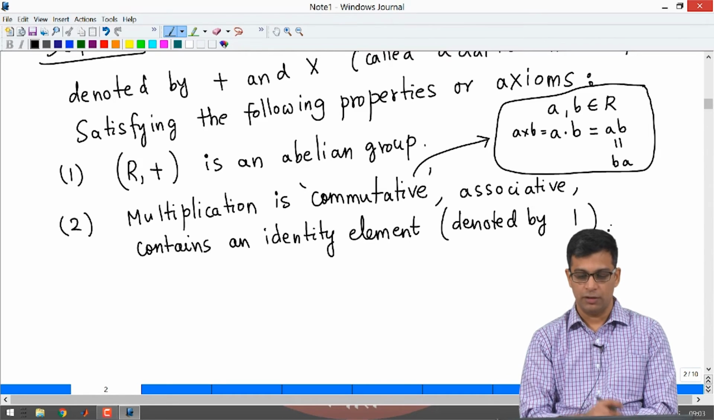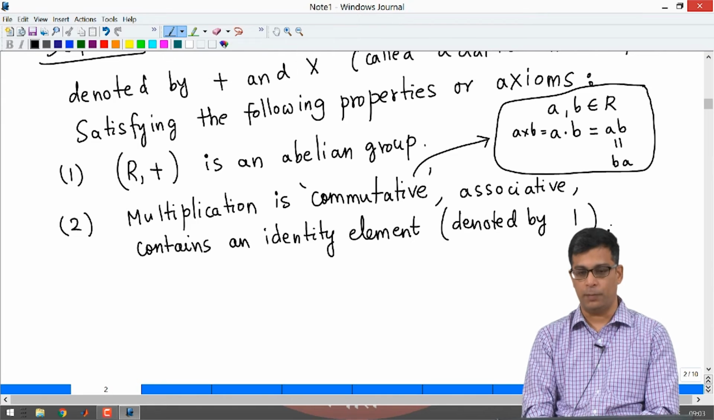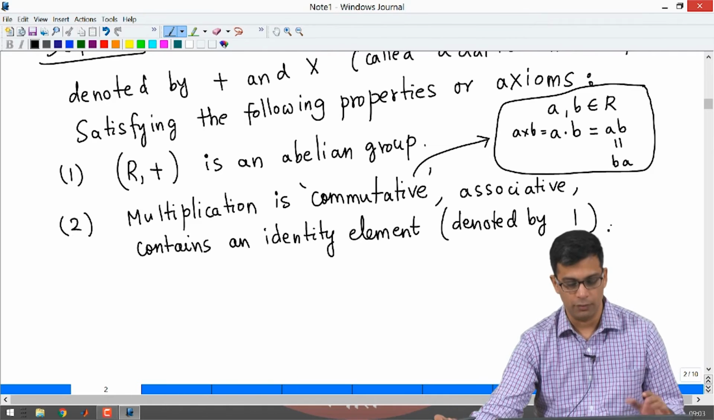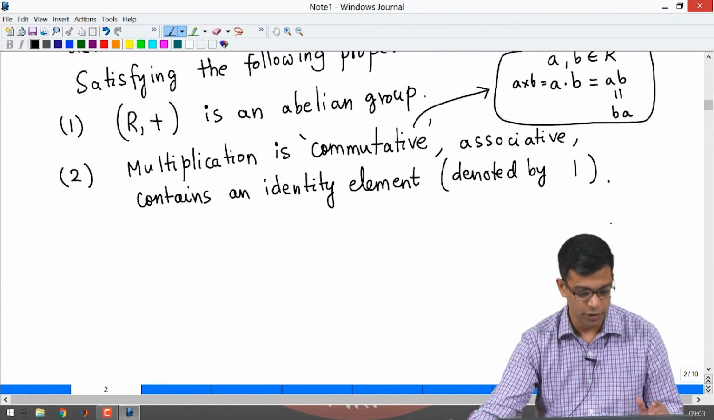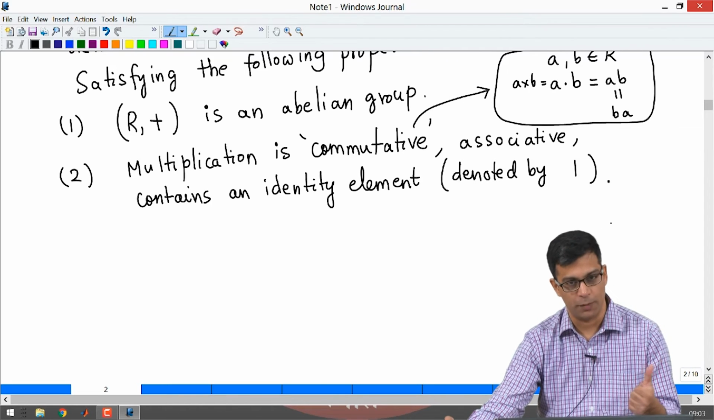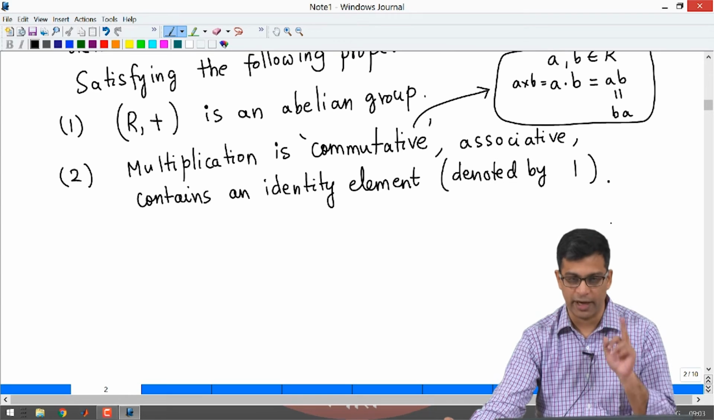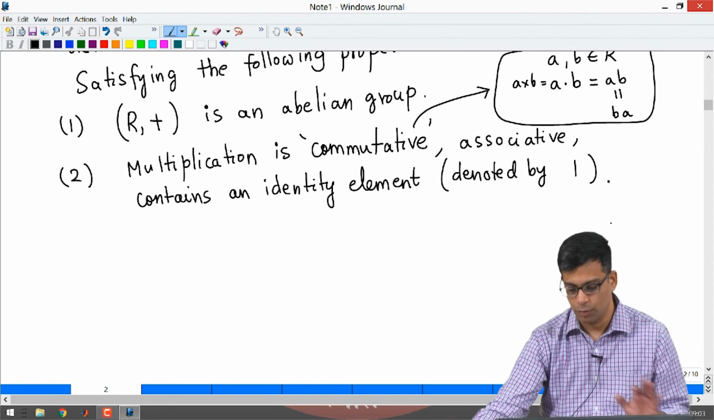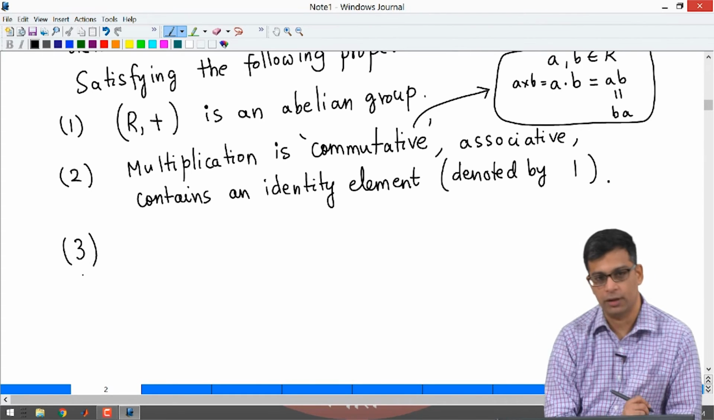You remember that I have not written one of the properties for a group, namely I did not insist on the existence of an inverse. So, I do not need an inverse. Multiplication is not a group operation on the set R, but it has all the other properties. It is a binary operation, so it is closed by definition, it is associative, it contains an identity element, and it has a property that general groups need not have, namely that it is commutative. But I am not asking for inverses. And the third property is very important.